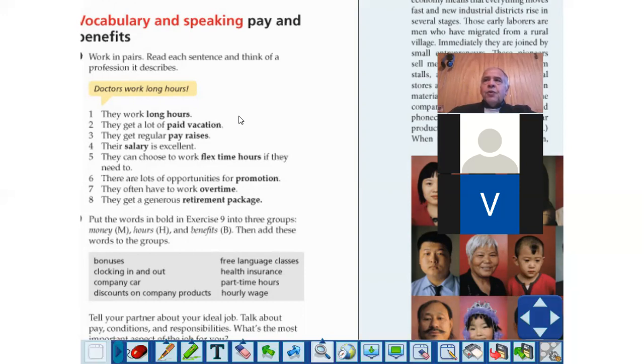Okay. So when you work long hours, that means that they have to pay you more money. All right. It's like extra time. Yeah, that's the idea of long hours. Okay, for example, in some places they pay for that. In some others they don't pay. They tell you, well, you worked more, you work long hours, so we're going to give you more time of vacation. Okay, so they change that for money or vacation. Okay, Valeria, they get a lot of paid vacation. What do you understand by that?